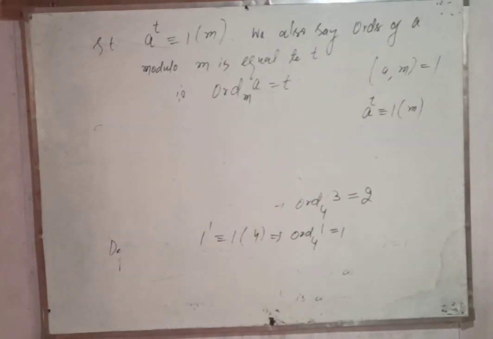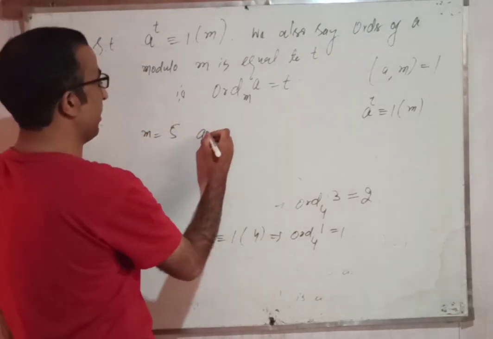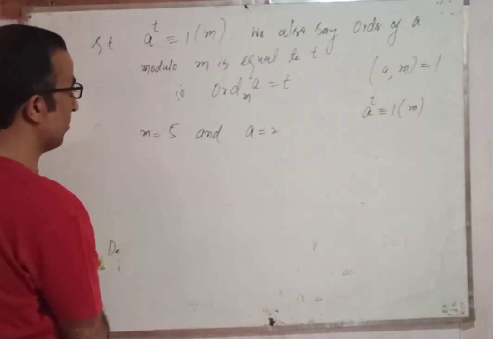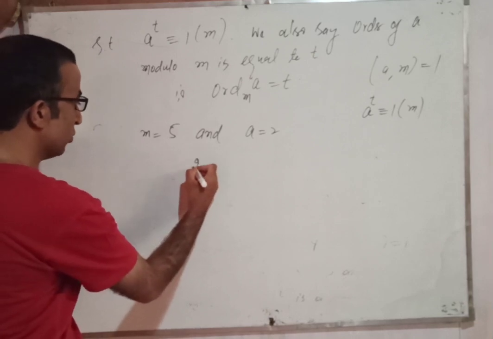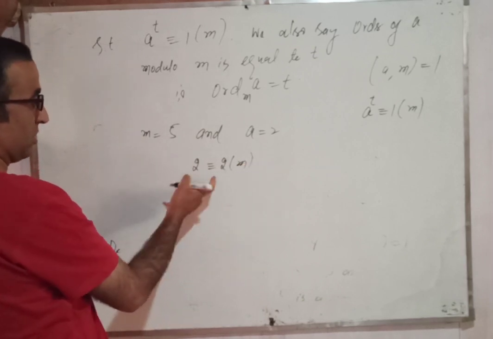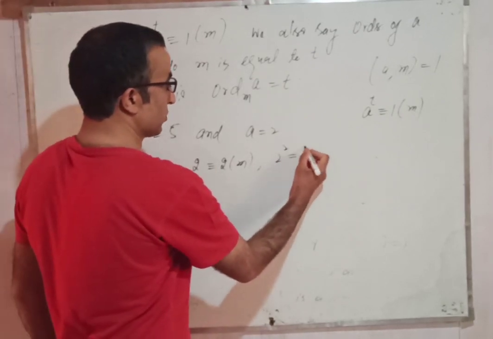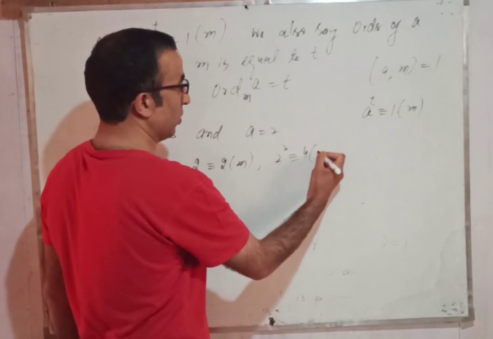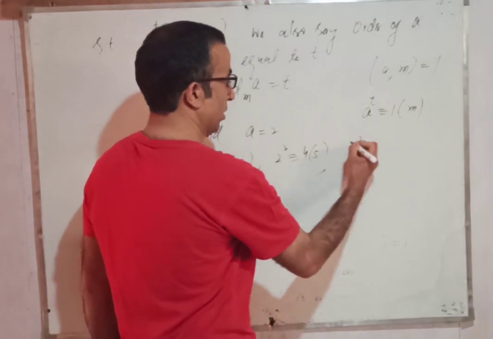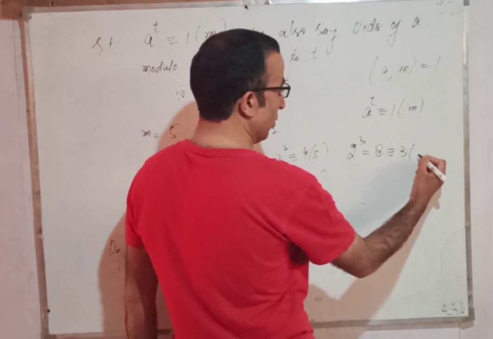Say m is equal to 5 and a is equal to 2. What is the order of a modulo m? You should have 1 here. So 1 is not the order, because 2 power something must be congruent to 1, and that thing must be least. So what is 2 square? 2 square is 4. So 2 square is congruent to 4 modulo 5. 2 cubed is 8, and 8 is congruent to 3 modulo 5.